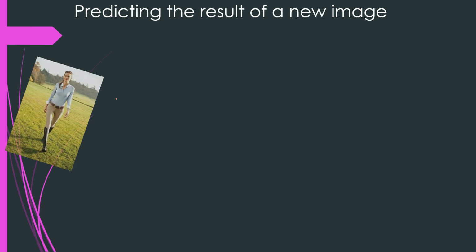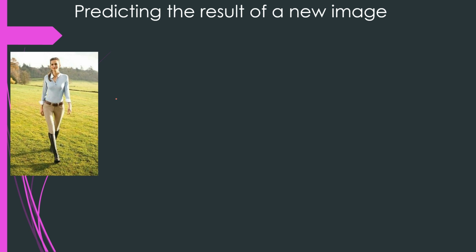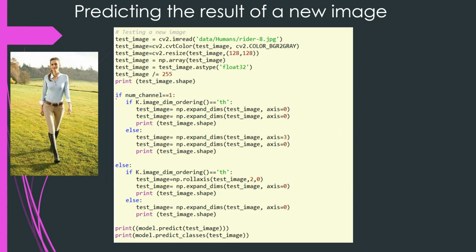What if you want to predict the result of a completely new image? So this is my test image, suppose, and I want to predict the result of it. I can use this code. You just read this image, and you have to convert it into the format which was used to train. I was using a gray channel, so I'll convert it into gray, resize it, then convert it into an array. I will do all the processing that I did for defining my training set.